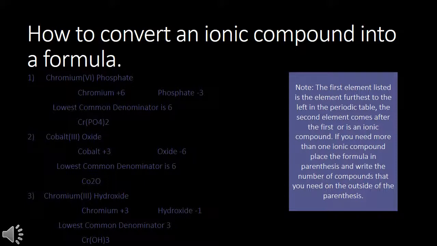Chromium 6 phosphate. Chromium has positive 6, phosphate -3. The lowest common denominator is 6, so you shall use 1 chromium and 2 phosphate. Place the phosphate formula within parentheses and place a 2 on the outside, so that all of the phosphate formula is multiplied by 2.